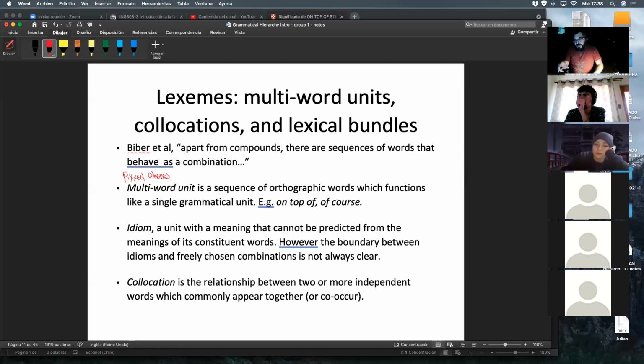Collocation is the relationship between two or more independent words which commonly appear together. Entonces, yo podría dar las fixed phrases y todo eso, ¿no? Pero yo aquí en collocation quiero hacer una diferencia y siempre pongo el mismo ejemplo. Ustedes ocupan la palabra depend, it depends. Pero si depend viene con algo atrás, o sea, depende de ti, depende de mí, it depends on you, it depends on me. Nunca es for, nunca es at, nunca es ninguna otra preposición.